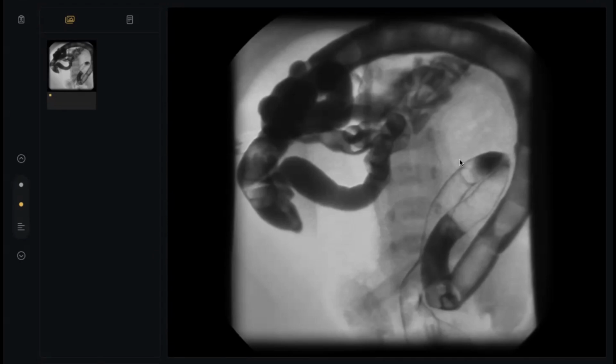Okay, yes, with multiple large filling defects. I just saw them, multiple large filling defects along the whole descending colon. So these could be representing mucus plugging. So your final diagnosis? Meconium plug. Barium study could be diagnostic as well as therapeutic.